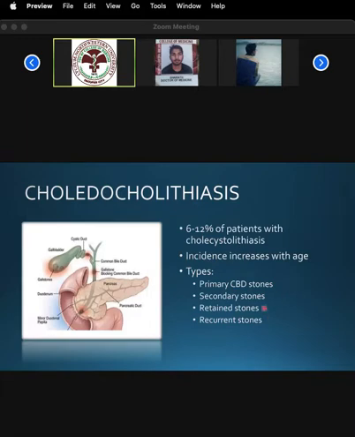When we say retained stones, these are patients who have undergone cholecystectomy or choledocholithotomy, and we again discover stones within 1 year from the surgery. Okay, so that is still retained stones. On the other hand, when we say recurrent stones, these are patients who have undergone cholecystectomy, and we discover stones more than 1 year from the time of surgery. Okay?